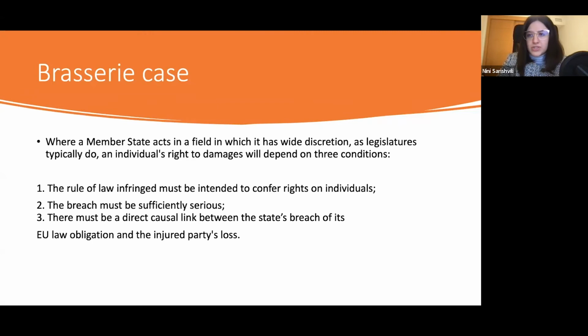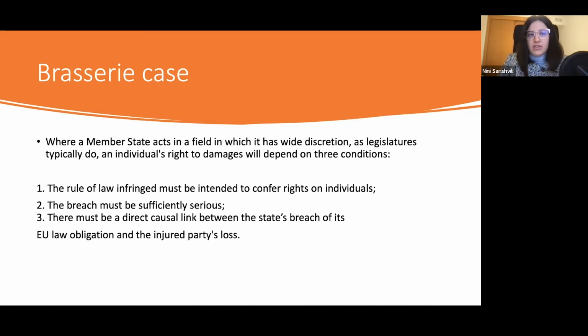Also, a very important case, Brasserie, where a member state acts in a field in which it has wide discretion, as legislatures typically do, and individuals' right to damages will depend on three conditions. The rule of law infringed must be intended to confer rights on individuals. The breach must be sufficiently serious. There must be a direct causal link between the state's breach of its EU obligation and the injured party's loss.